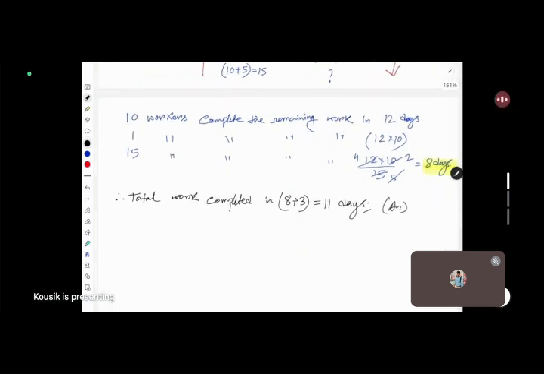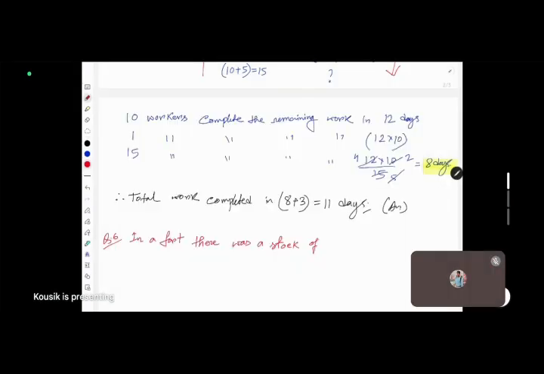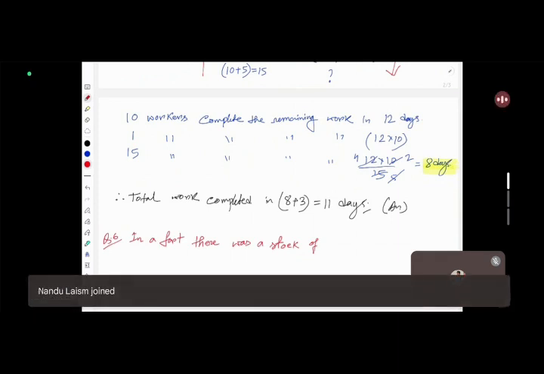Question, write the question. In a fort there was a stock of... In a fort, in a fort.